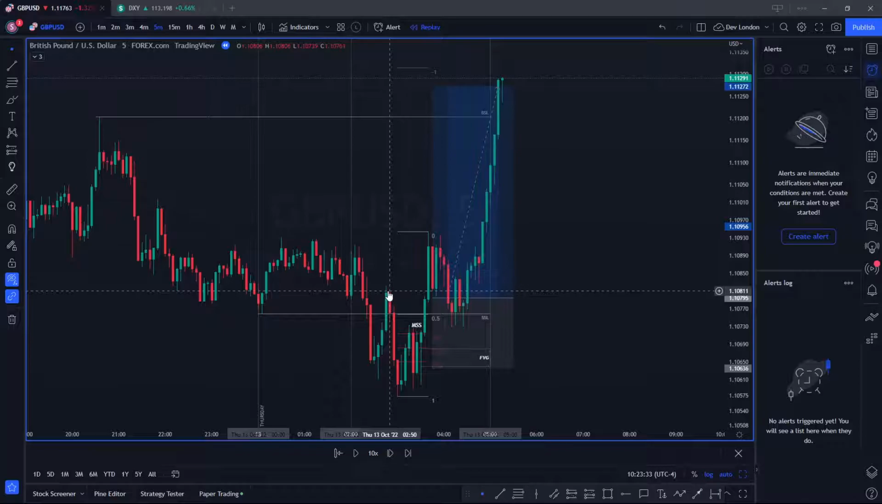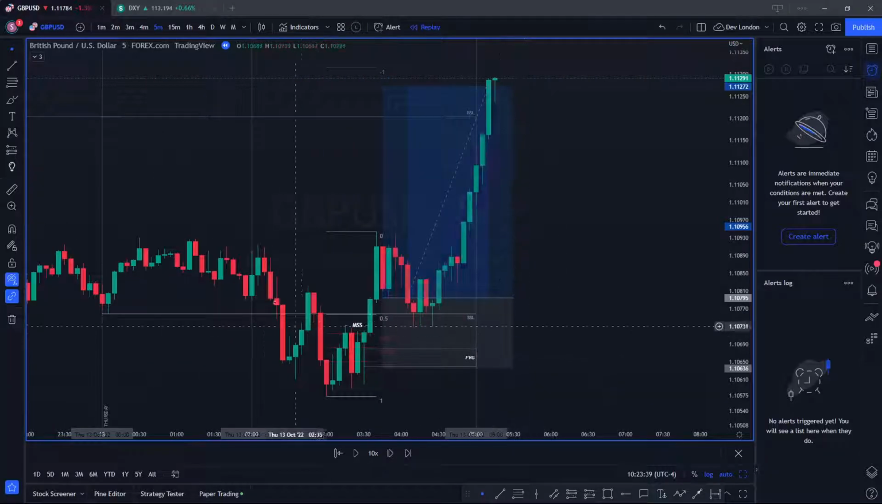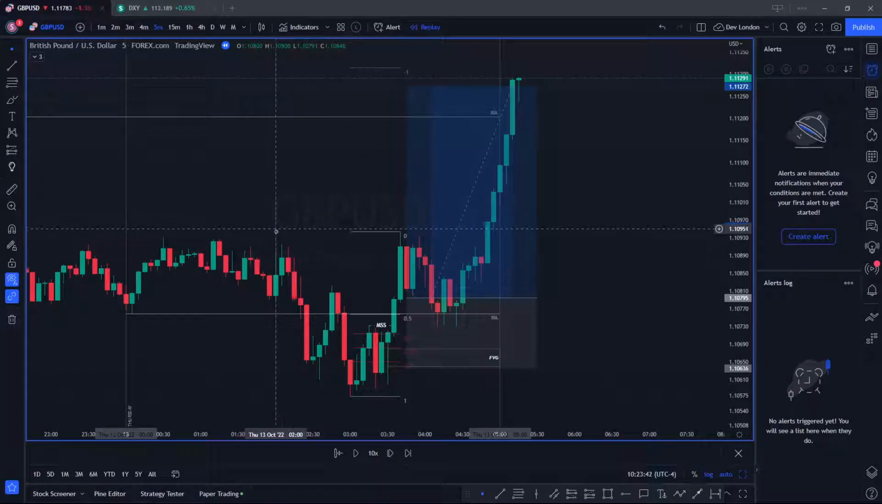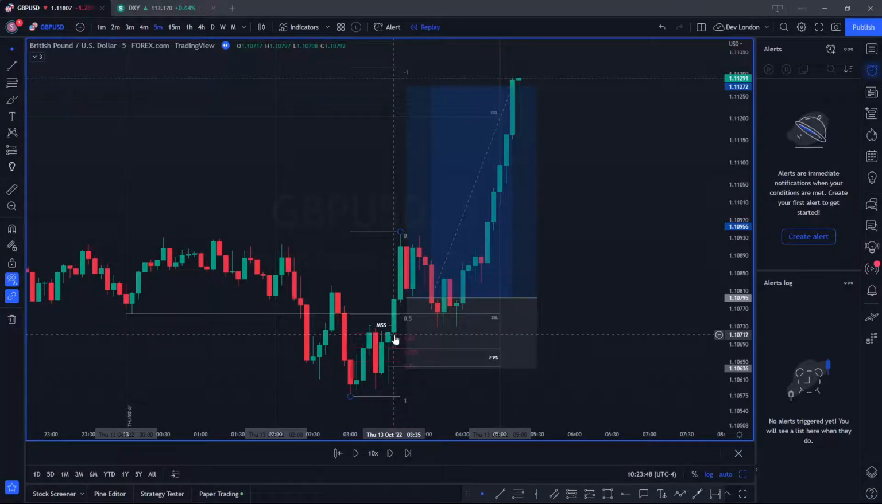As you can see, price came back directly into this, and then we shot up. Now it's the exact same thing. Entry criteria: I had Asian lows swept. I had a break of market structure here. I have a 5 minute fair value gap here, and then I take my entry.